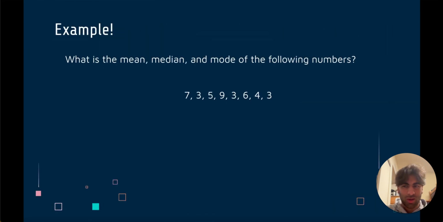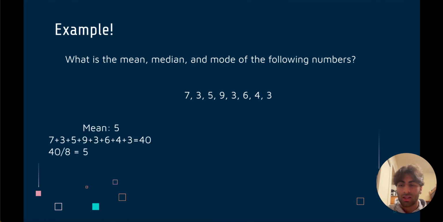So let's do a quick example. What is the mean, median, and mode of the following numbers? And before I answer, I'd like you to pause the video and see if you can figure out yourself. Okay, so the mean should be 5 as you add them all up together to get 40, and since there are 8 numbers, you divide 40 by 8 to get 5 as the mean.